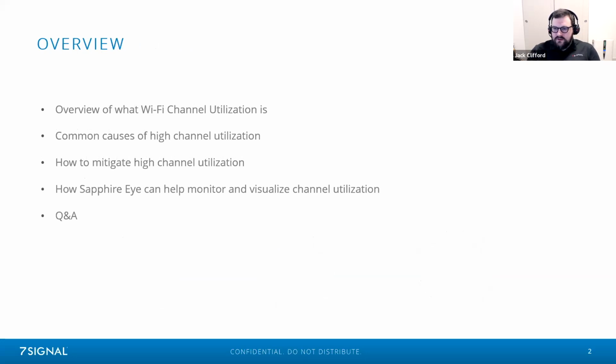So kind of digging into what we're going to be talking about today: an overview of what channel utilization is, some typical causes of why you will experience high channel utilization, as well as how to mitigate some of those. And then we'll also talk briefly about how our Sapphire Eye can help you monitor as well as visualize how much channel utilization there is, as well as what kind of traffic is causing that channel utilization to spike. And then we'll finish with a quick Q&A as well.